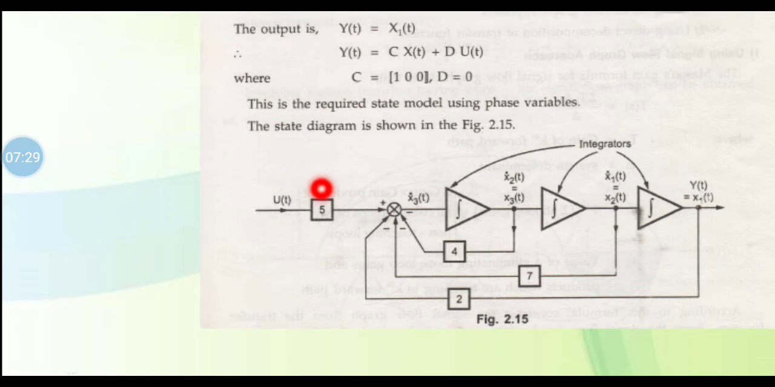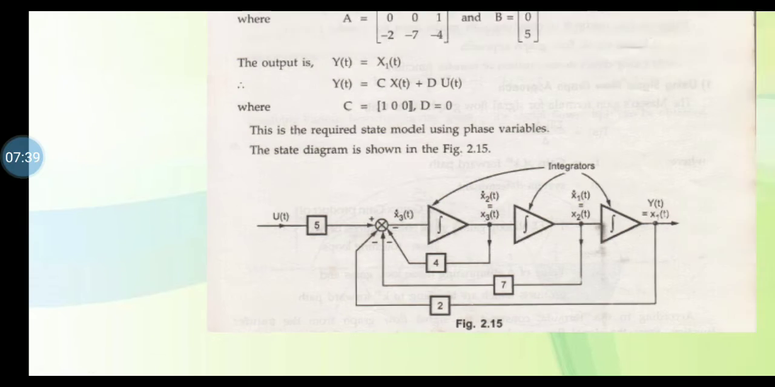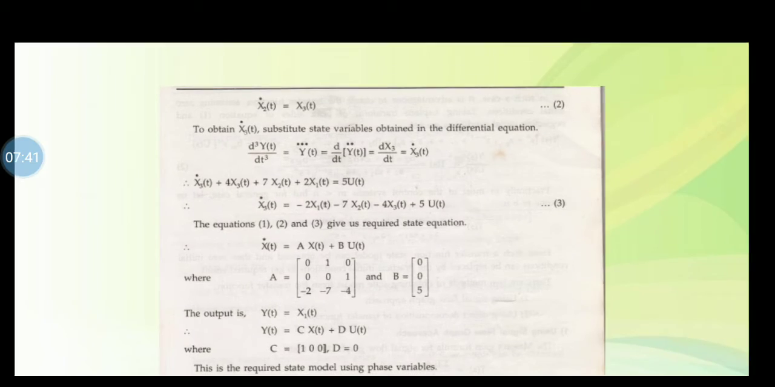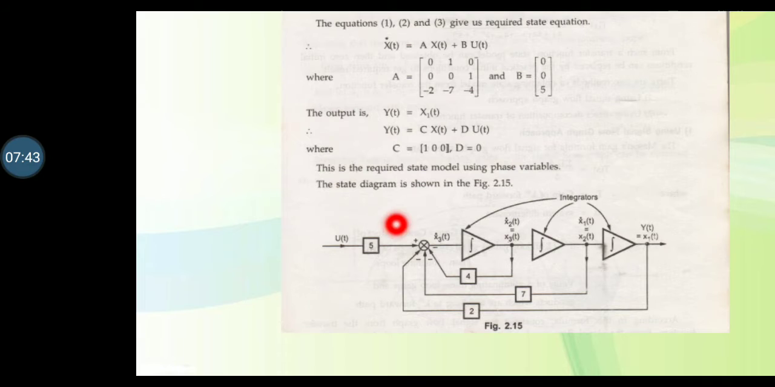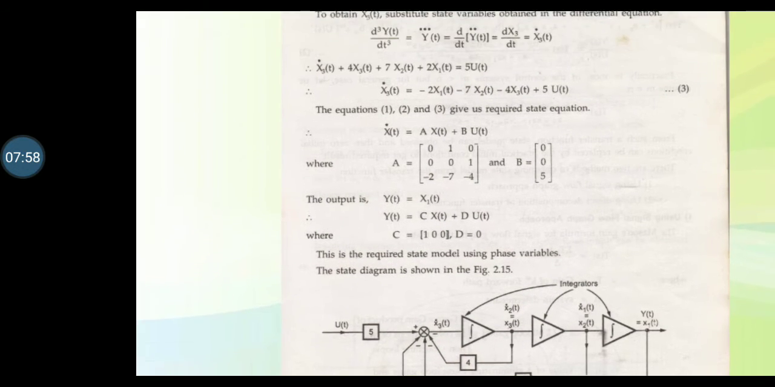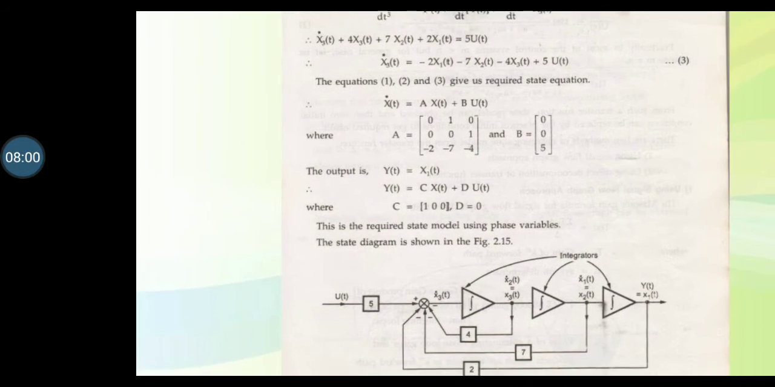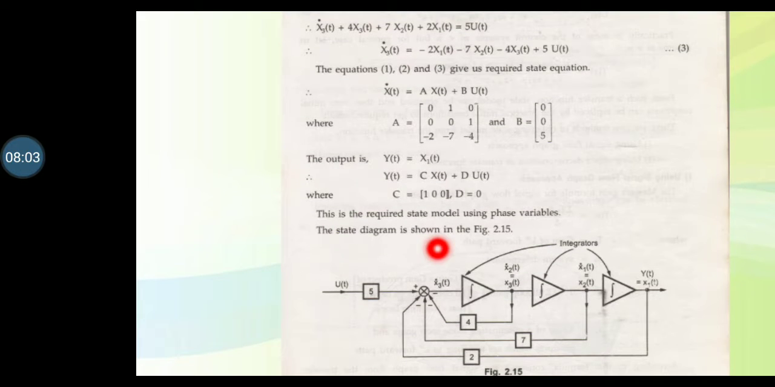Okay, so this is 5 u of t. This represents 2 x1t, and it is minus 2 x1t, so it is given a minus. Next one is minus 7 x2t, this is x2t which is minus. Then it is minus 4 x3t. All these are summed, and you are going to get x3 dot t.